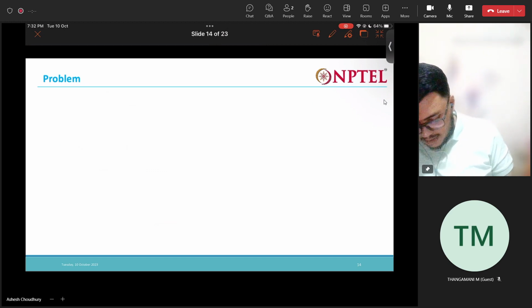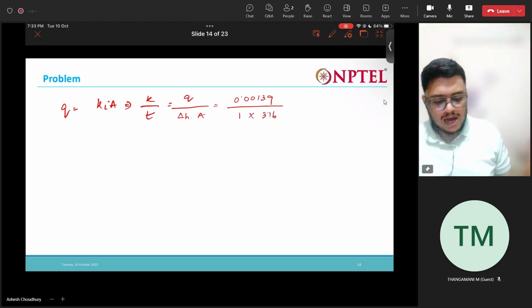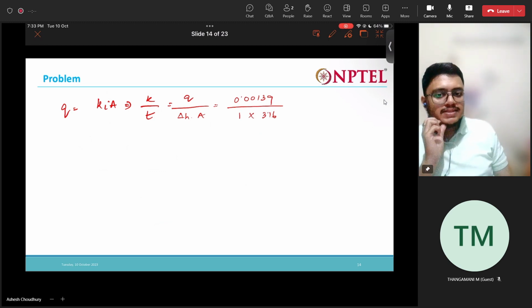Then we need to calculate permittivity. So what is permittivity? Here it is 1 meter times 3.16. Now how am I getting this area as 3.16? Can you say how am I getting this area as 3.16?